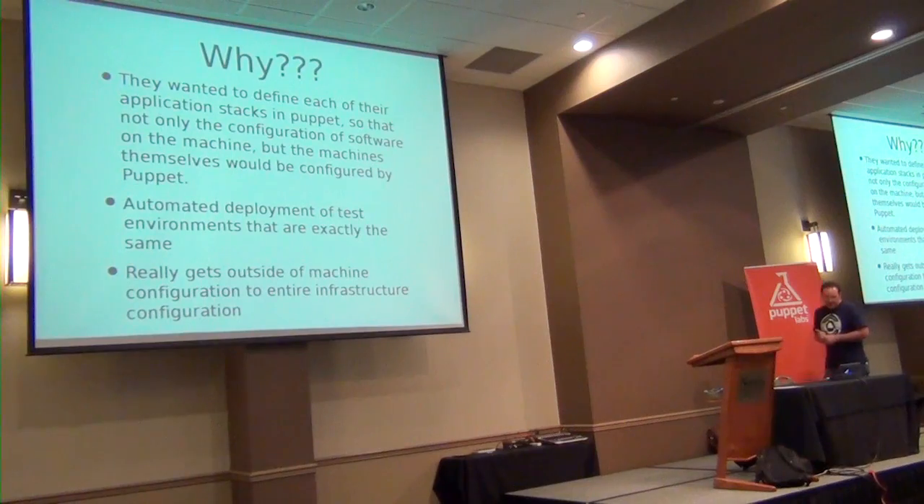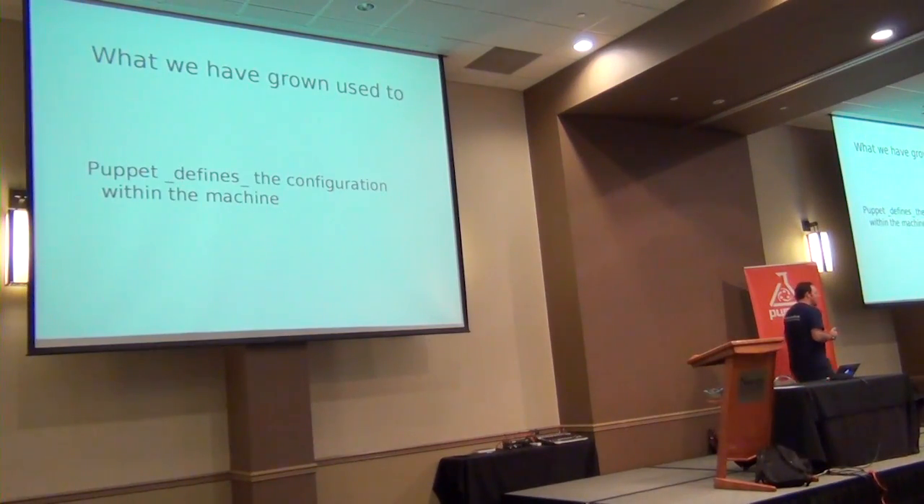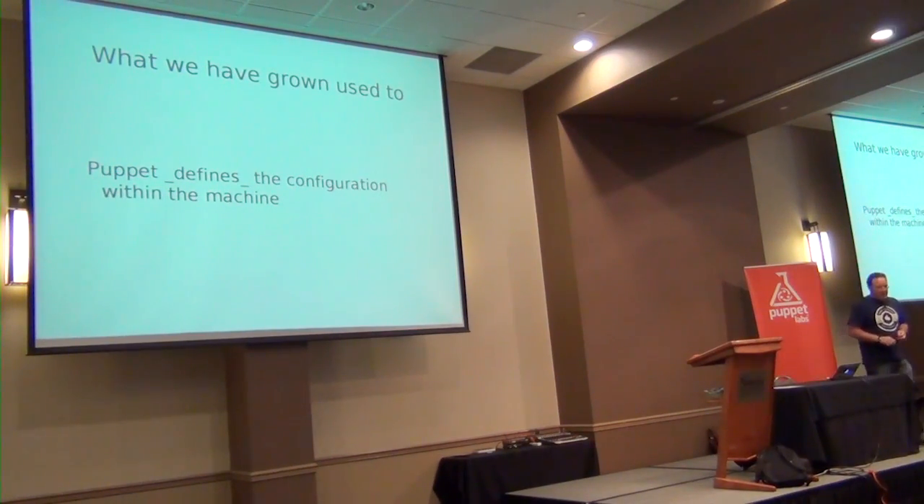And so they said, "We really want to use Puppet for this." So I immediately said, "Wow, that's great." We've grown used to this: define the configuration on a machine. So Bobby's server gets these manifests or these classes included on it, and that's how it's going to be configured. It is not a very scalable way of doing things, right?